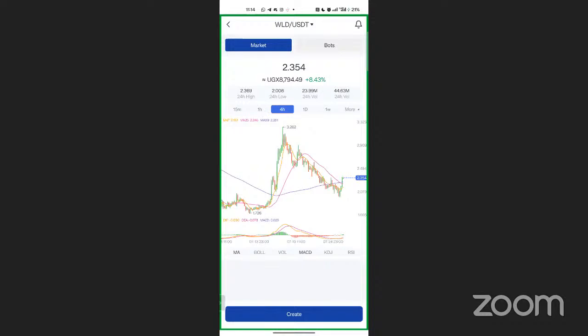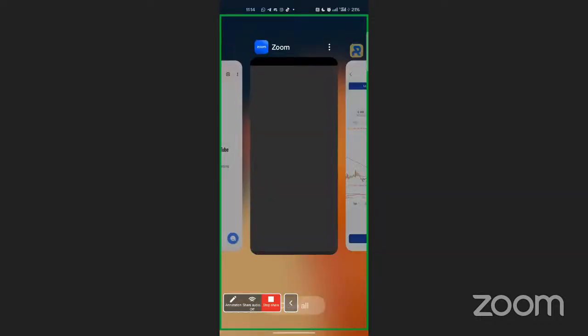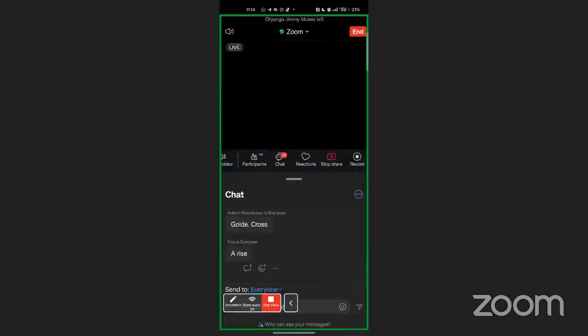What do you anticipate if you combine the moving averages with the MACD? What comes into your mind when you see this here? What comes into your mind as a trader? Some answers in the chat. According to what I've taught today, what comes into your mind? That the market is rising at any time.